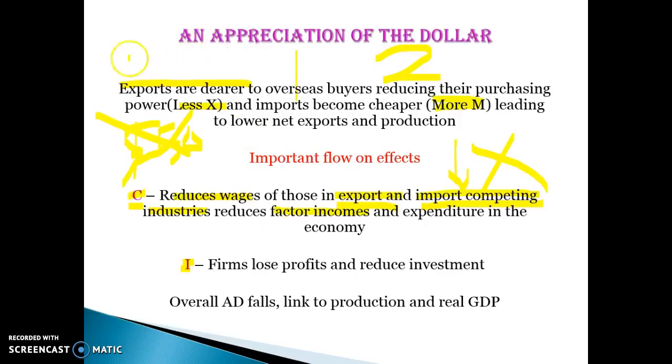Okay, so first thing, it leads to lower export spending, it leads to lower wages and consumption spending, and it also leads to less investment spending. Because if no one's buying our products, that's going to lead to lower profits and reduced investment spending for firms. If I can't sell my exports overseas, then I'm not going to be investing and trying to grow my business. So overall, exports, consumption and investment all fall, which leads to lower aggregate demand, lower production and lower real GDP. Make sure you make reference to import competing businesses and export related businesses as well.